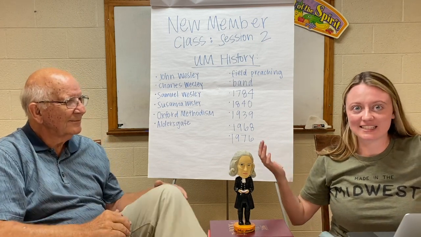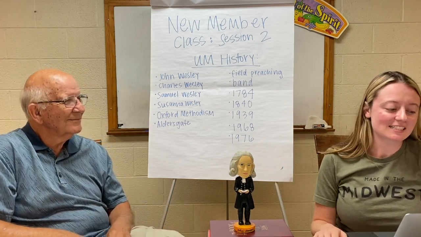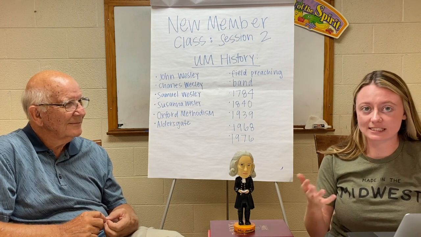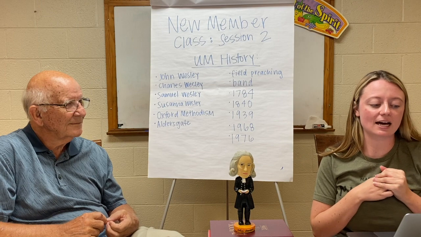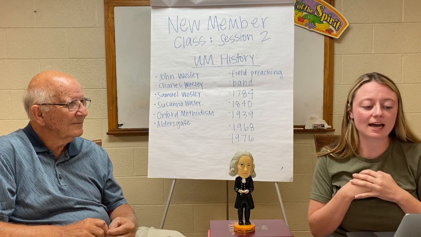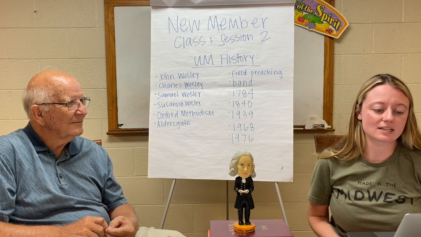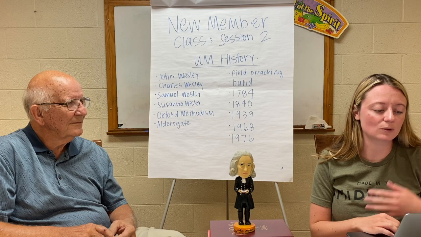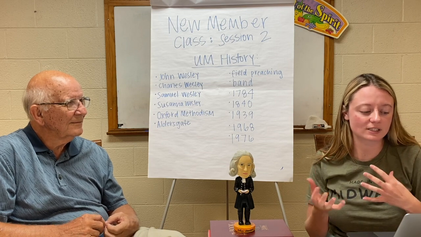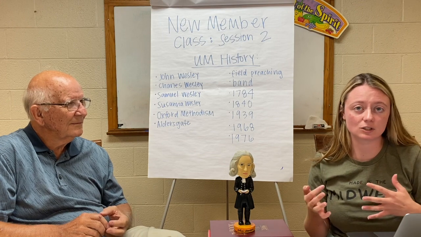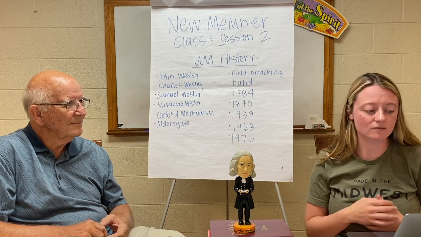So, the United Methodist history. It began in England. The Church of England was the established religion at the time, which made the monarchy the head of the church. Again, it was the official religion. The time frame that we're focusing on is the 18th and 19th century, the era of the Wesleys.